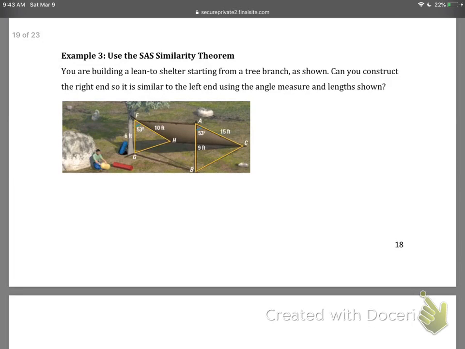So what they want you to do here is figure out, okay, could these triangles be similar? So I see that I have 53-degree angles, so that's the angle part of it. Now the question is, is 6 to 9 just like 10 is to 15? So do your cross products, see if they're equal. Because if they're equal, then you know you're good.